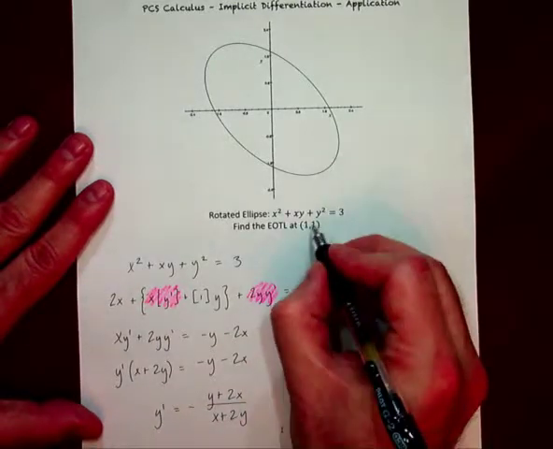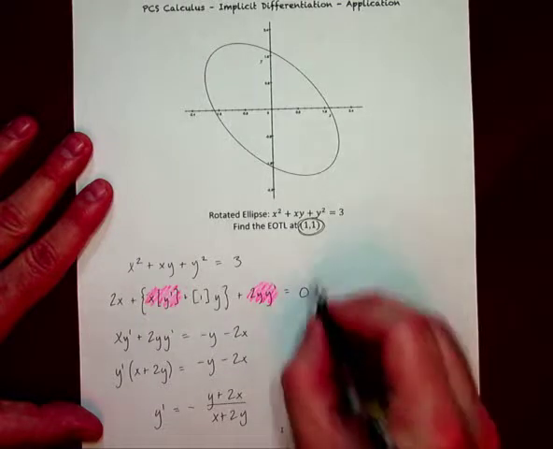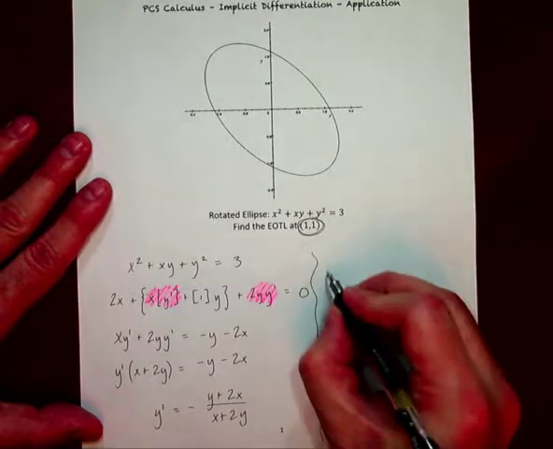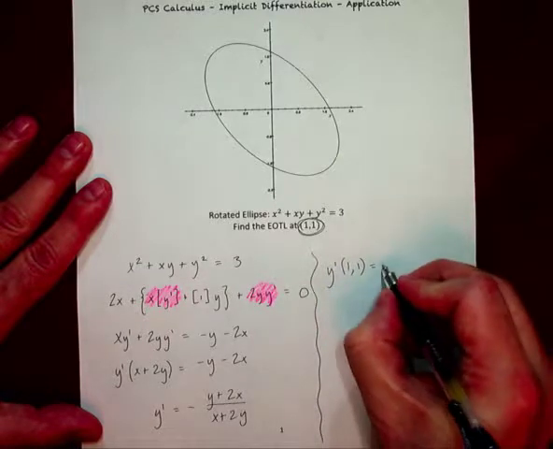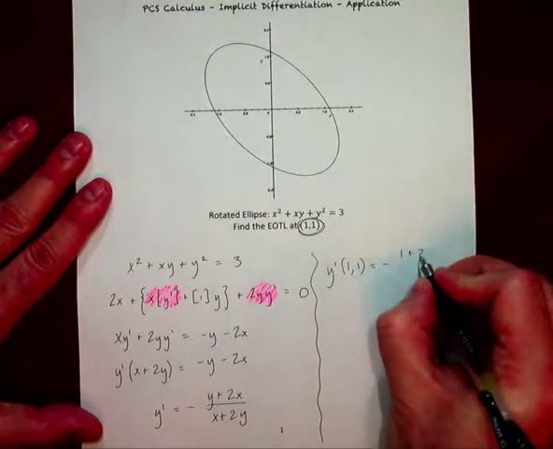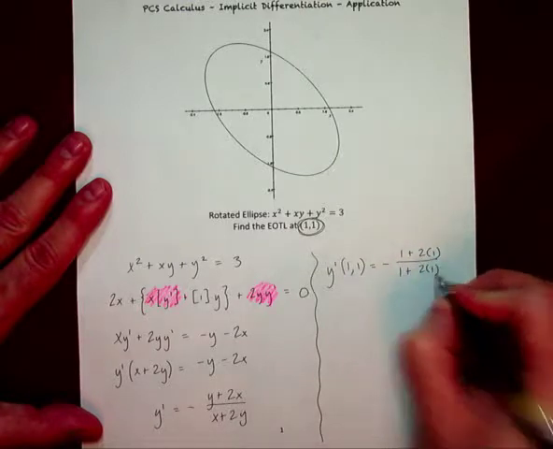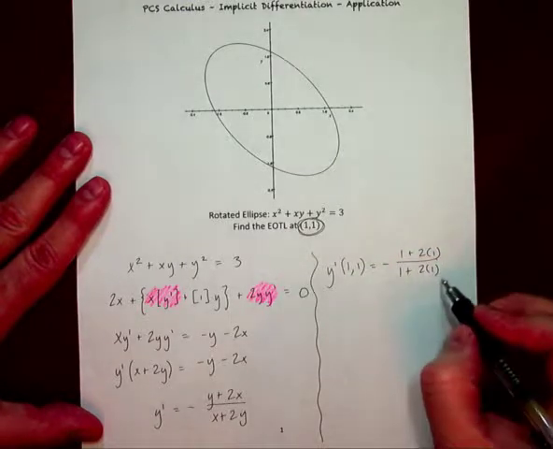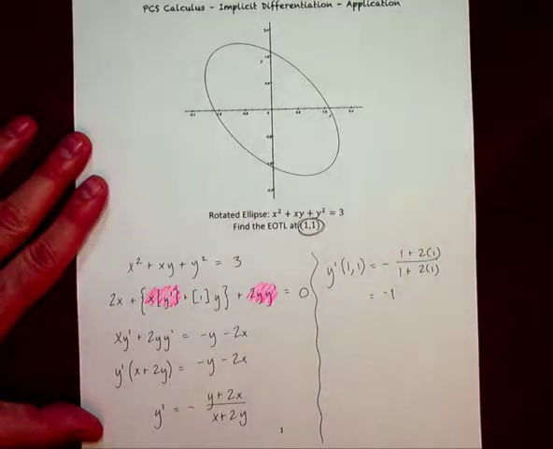Now we're going for the equation of the tangent line at 1, 1. So we need to go ahead and evaluate y prime at 1, 1. Okay? So we're going to get negative 1 plus 2 times 1 over 1 plus 2 times 1. So that's going to be 3 over 3. And so the slope is going to be negative 1.